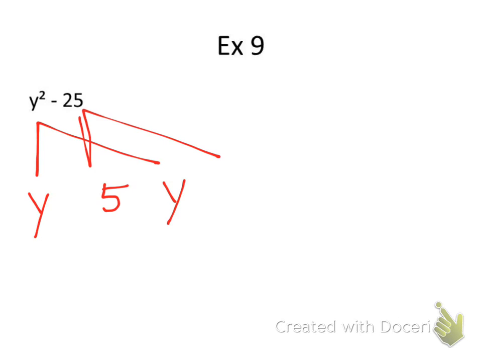All right, here's number 9. We again have a DOTS. Everything we're looking at today is DOTS, difference of 2 squares. How do you make a y squared? How do you make a 25? One gets a plus, one gets a minus, parentheses.